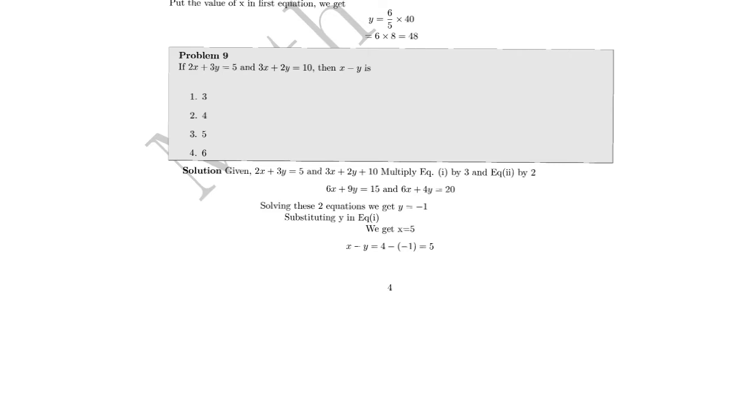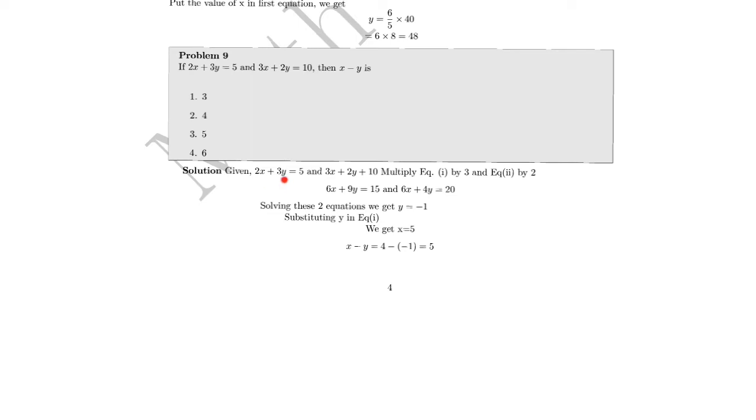Let's see problem number 9 now. Problem 9 says, if 2x plus 3y is equal to 5 and 3x plus 2y is equal to 10, then find the value of x minus y. In this question, we simply solve both equations and find the values of x and y and then subtract. Let's see the solution. 2x plus 3y is equal to 5 and 3x plus 2y is equal to 10.